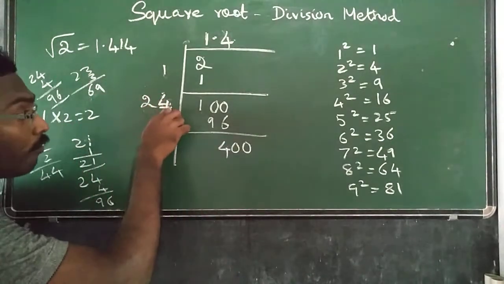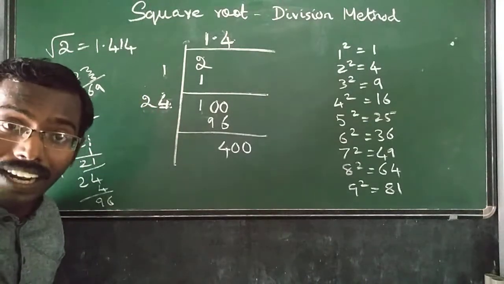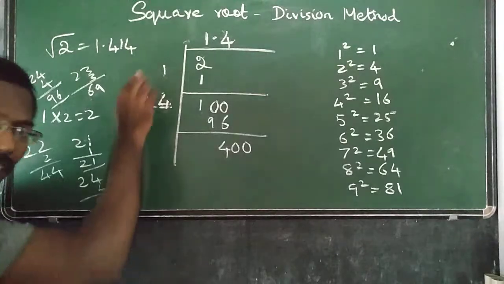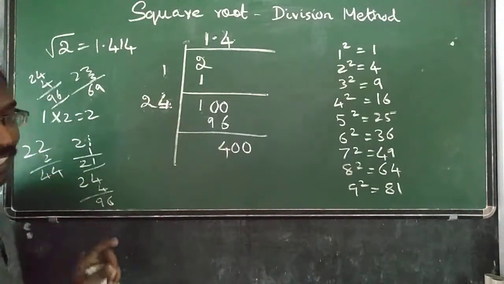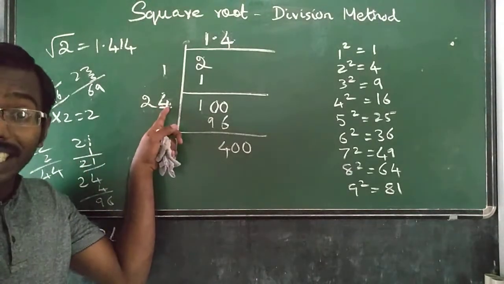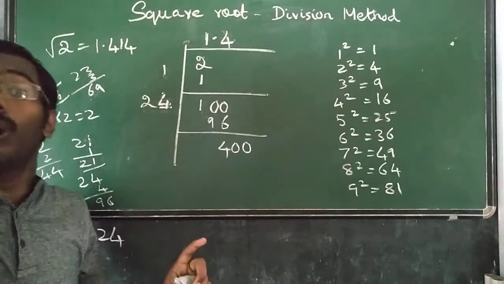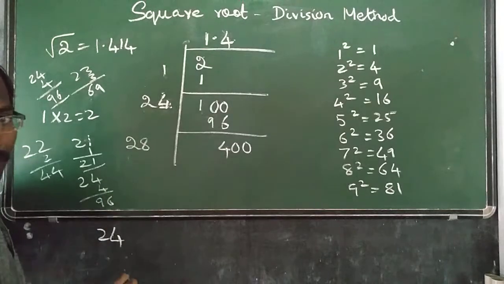Don't multiply 24 with 2. Only this last digit should be multiplied by 2. The last digit is 4. So the first digit you directly write the same. 24 is there. This last digit is 4. 4 should be multiplied by 2. That is 4 twos are 8. So you will write 28 here.